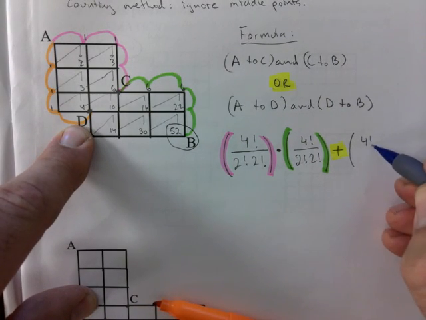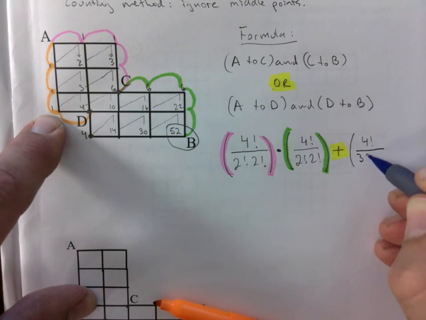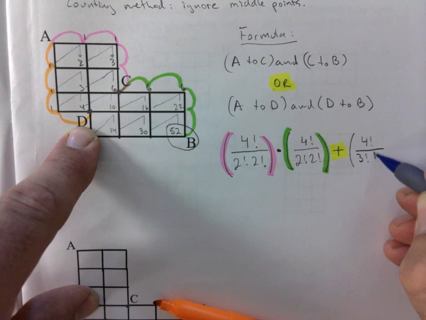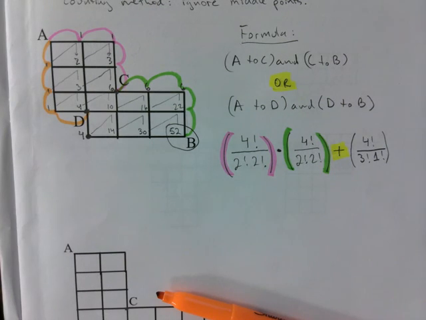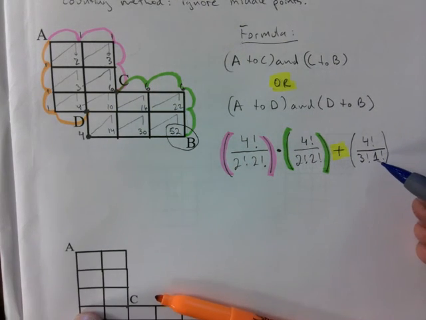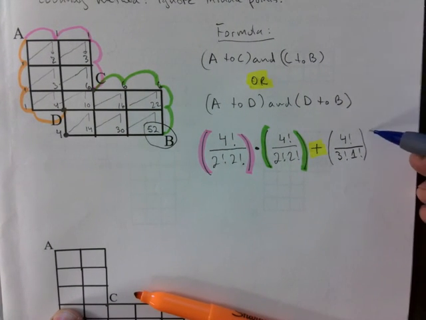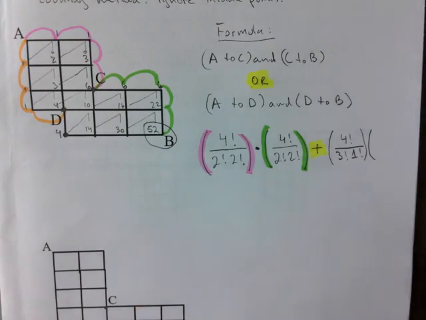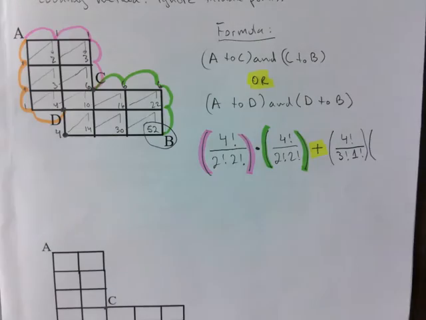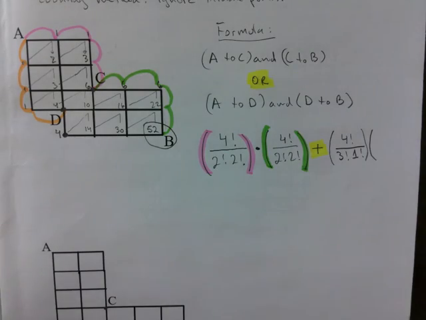So 4 over, I travel 3 vertical, and I travel 1 unit horizontal, which is irrelevant really when it comes to the computation, but I think it's important to have it there to understand what we're doing. And then next from D to B, and now I'm at my wit's end here. I don't have another highlighter. Blue. Oh yeah, I do.